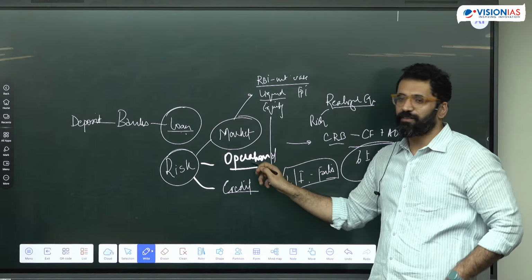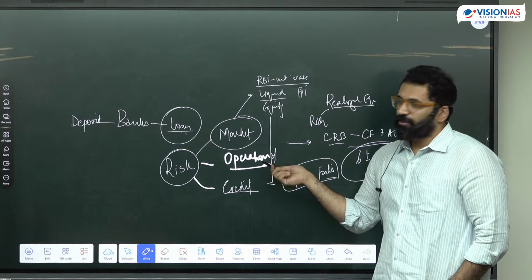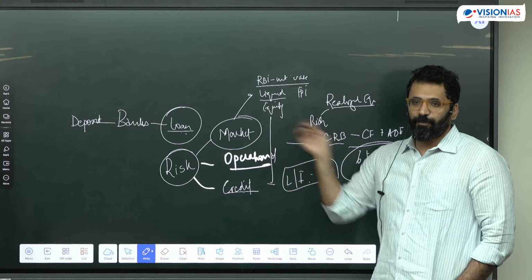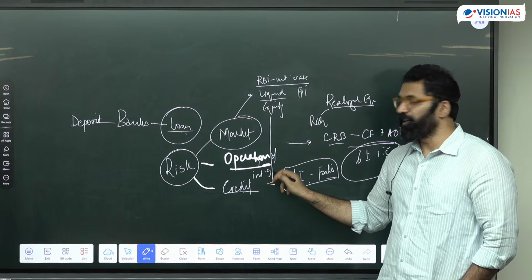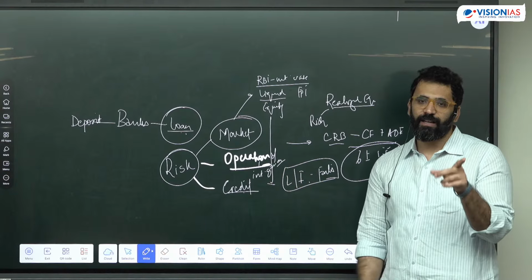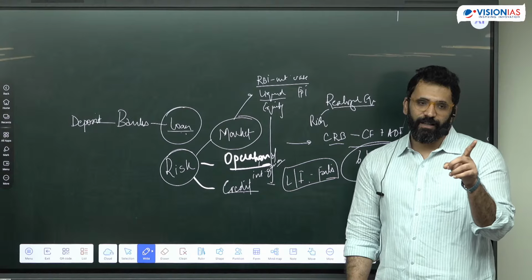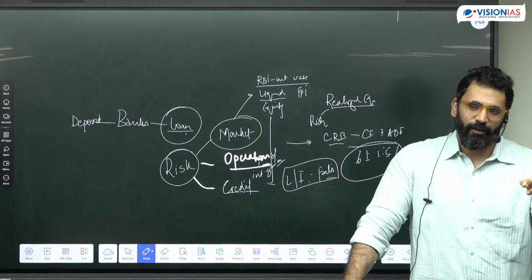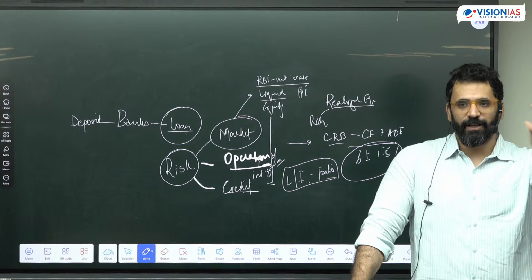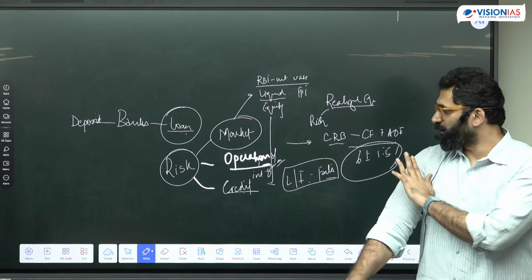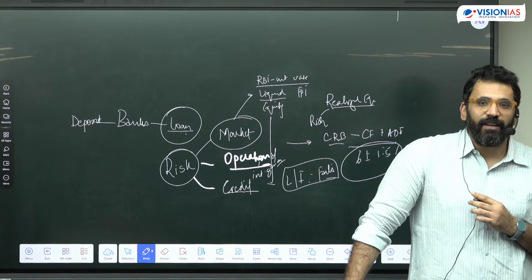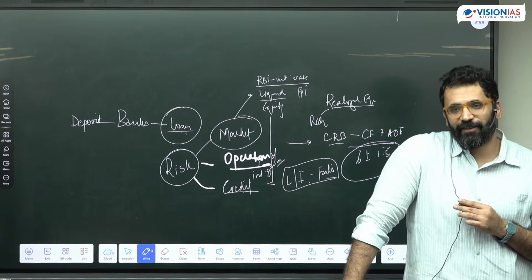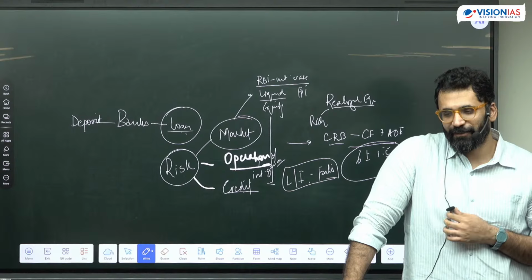Third is operational risk, where ideally the definition of operational risk is something which is not credit or market. What will that include? This is mostly an internal governance failure, that your own people turned out to be corrupt. People either did not know how to do it, or people willingly committed a fraud. This is what is your operational risk. For example, there was this bank, IDFC. Some employees of IDFC bank in the last 2 months, this happened in February.